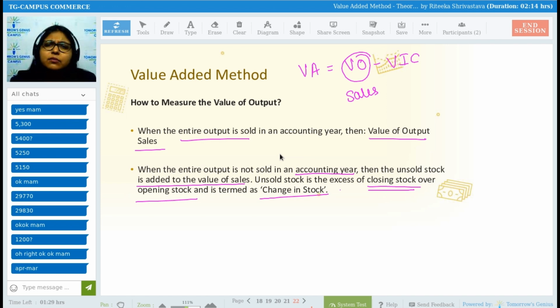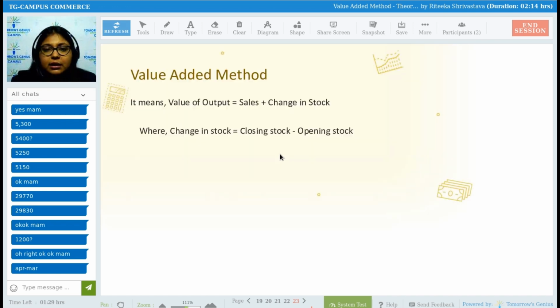This too is a pure accountancy part which you all know, right? We know what is opening stock and what is closing stock, and the difference between them is termed as change in stock. Same thing is here also. If the goods are not sold at the end of the financial year, then they will come under the closing stock. And in the new financial year, how much opening stock do we have? So likewise, the difference between opening stock and closing stock is nothing but change in stock. So value of output is calculated as sales plus change in stock. Change in stock is calculated as closing stock minus opening stock.